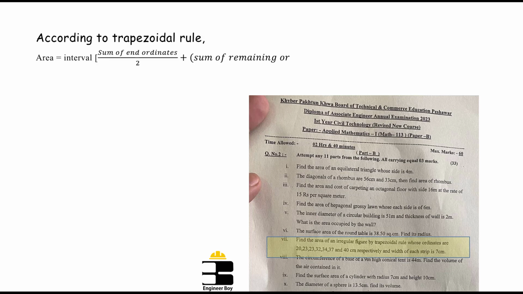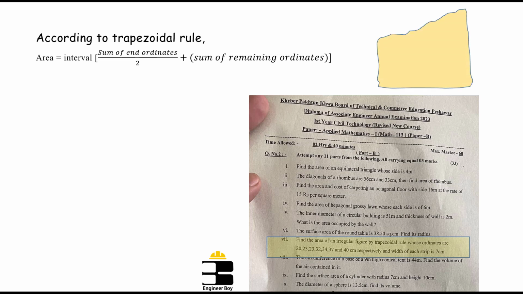Another question, that is question number 7. This one is a little bit tricky because it is going to be an irregular figure by trapezoidal rule. Remember, trapezoidal rule is an amazing thing. According to that, the area of any irregular shape can be the interval times the summation of the end ordinates average, and then we will add the remaining ordinates. I just used coordinate, does not matter, that's actually ordinate, or you can say vertical distances from the baseline.